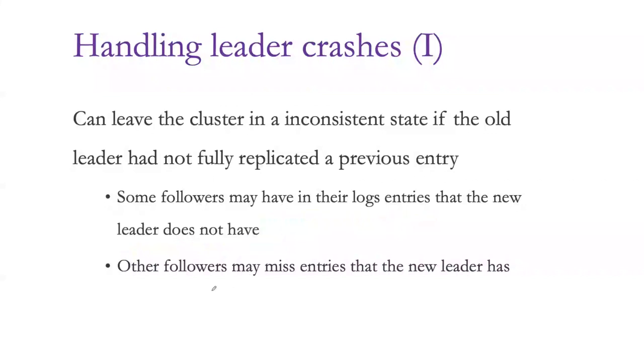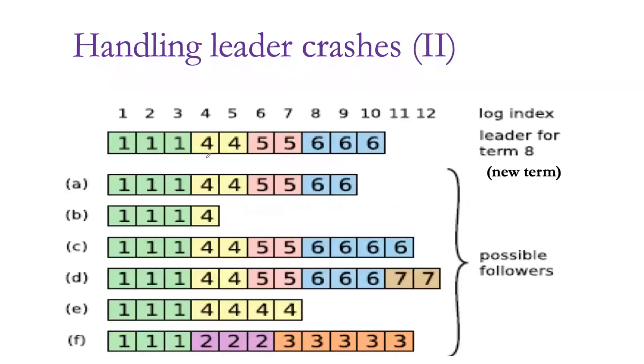In that case, the other followers may miss the entries that the new leader has. So the new leader will update its log file by collecting from the followers. In this case, see the log index from 1 to 10. Suppose the leader became the leader for term 8, or sorry, for index 8. Here you can see servers A, B, C, D, E, F. The possible followers are A, B, C, D, F, and E is the leader here.